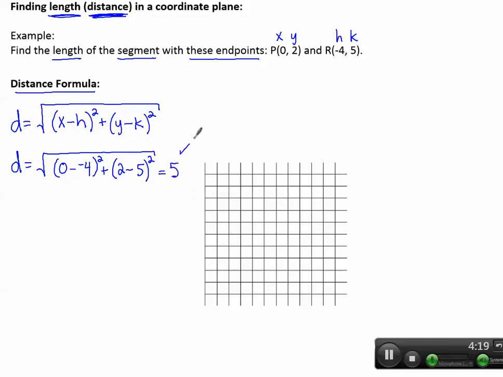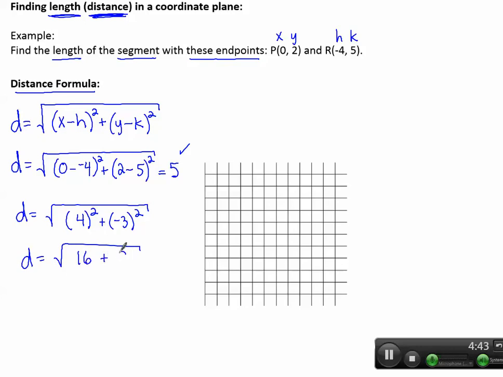And I'm done. Now, if we didn't want to do it with a calculator, let's see how we remember our order of operations and our arithmetic. This would be the same as 0 plus 4. 0 plus 4 is 4. So 4 squared plus 2 minus 5 is -3, so -3 squared. That makes square root of 16 plus 9. Remember, -3 times -3 is positive 9.